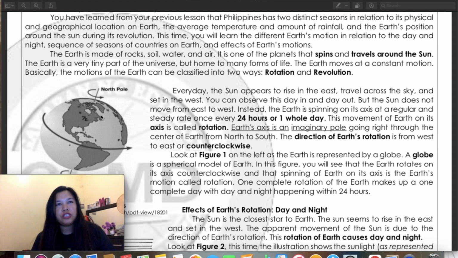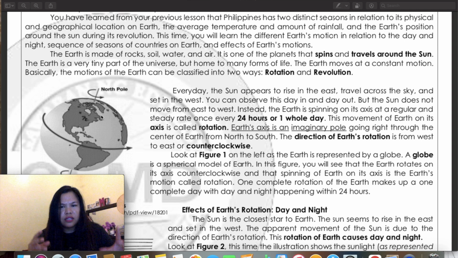So, napapansin nyo, in the entire solar system, hindi rin tayo nasa pinakauna ng solar system, hindi rin tayo yung nasa dulo. Nasa katamtaman lang tayo. That's why many life forms, yung biological forms, nandito lang talaga sa Earth. Kasi very unique siya. So, God created the Earth and all the other planets in our solar system.